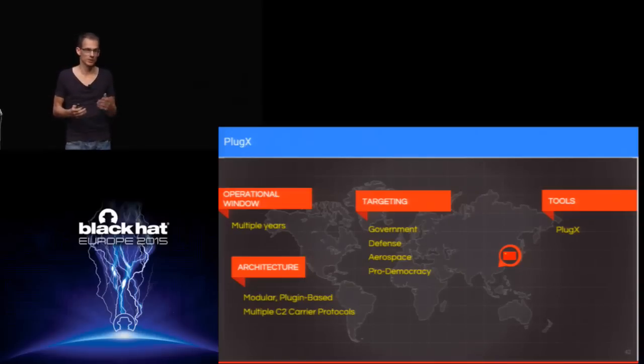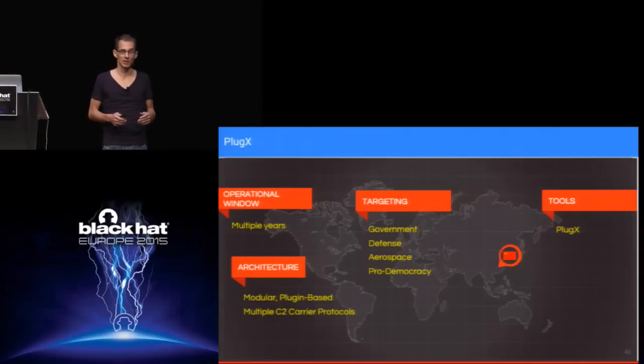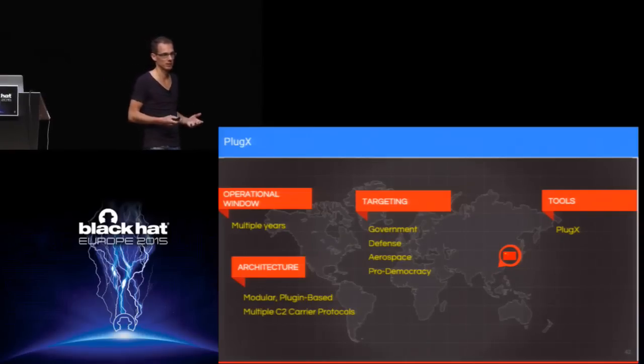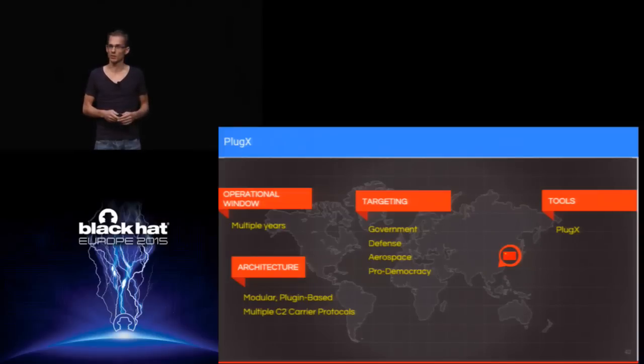And we see PlugX being used a lot. It has been used for many years. We have seen it being used against government entities, defense and aerospace sector, and even pro-democracy activists. It's mostly used by China-based actors, and it has a very modular plugin-based design. And as such, it supports multiple C2 carrier protocols, and among that is also a module to actually perform DNS-based command and control.